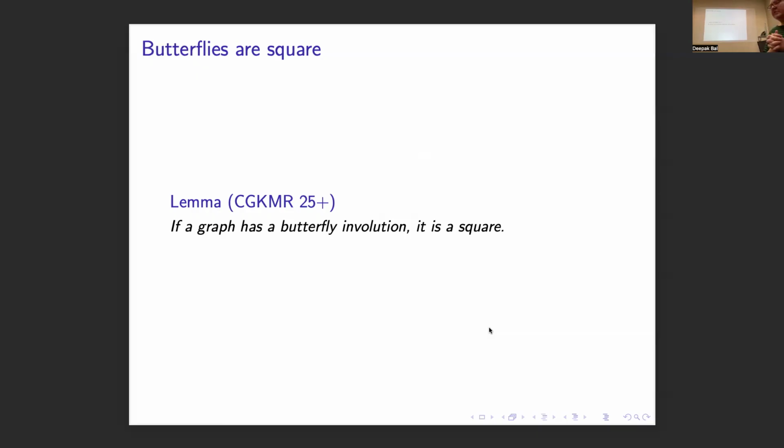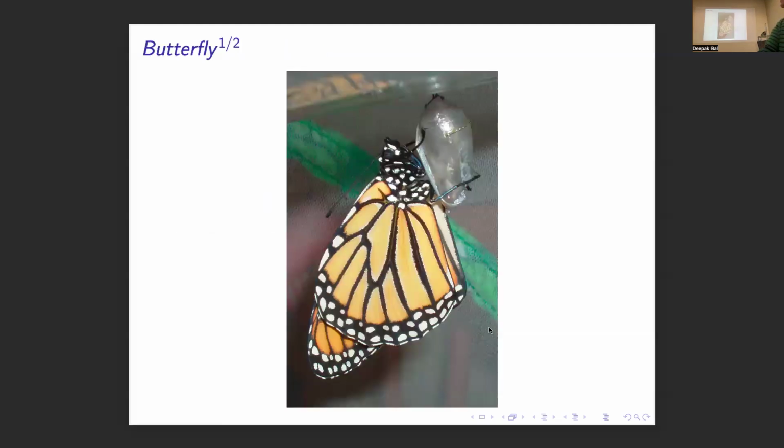So that's the lemma, and it turns out this exactly characterizes squares because once you know this involution, you can find a square root, which I think is the next slide. Okay, so here's the square root of a butterfly. So basically it's the body and one of the two wings, right? This butterfly just happens to have its wings folded up. I didn't destroy a butterfly for this talk.